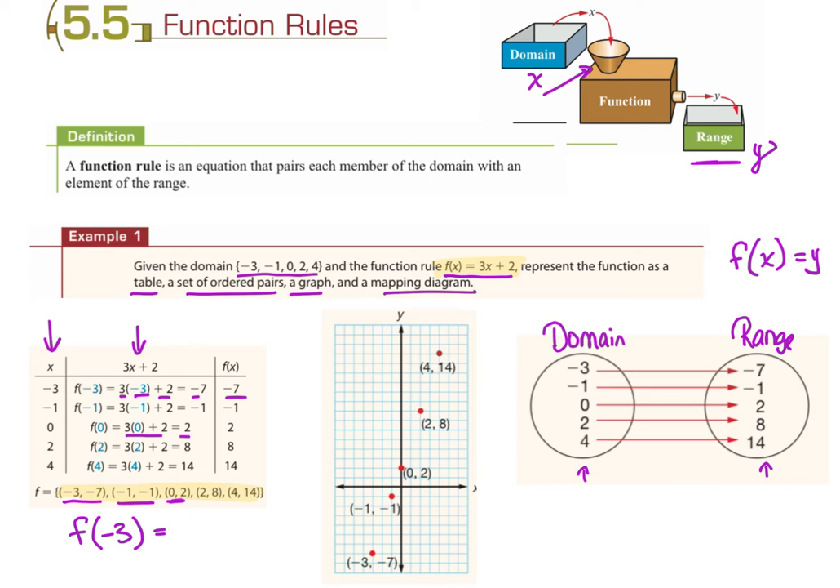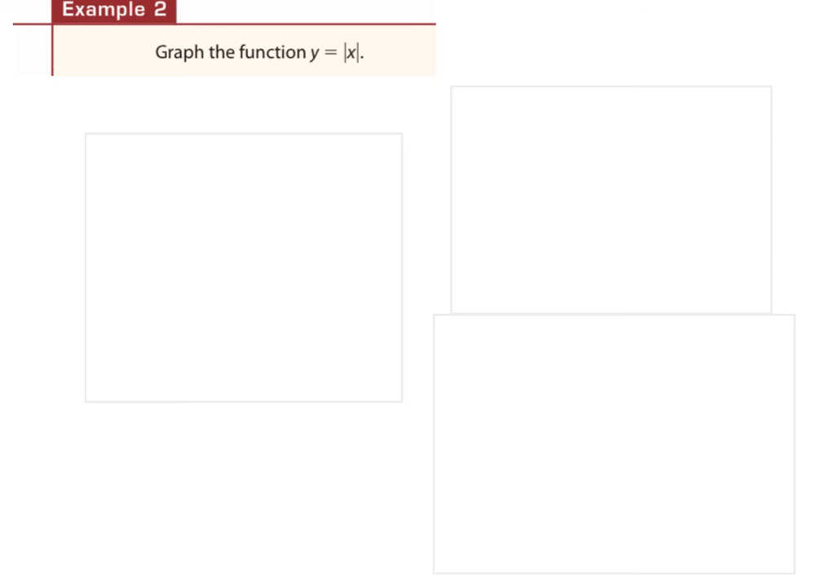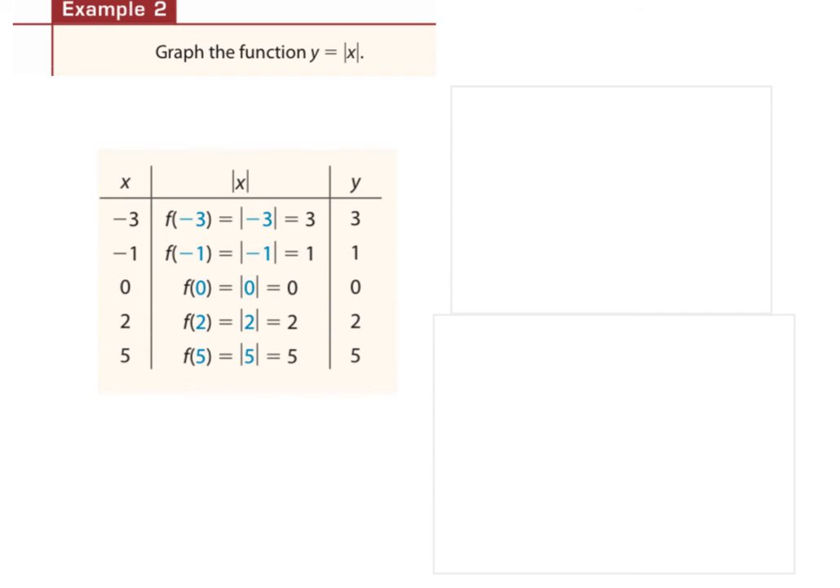Let's look at one more example, and then we're going to graph some. This wants us to graph the function y equals absolute value of x. Now you'll notice it did not give any domains. All right? So it's going to let us choose our own domain here. In this example, they chose -3, -1, 0, 2, and 5. Now, if you are given a function and I do not give you the domain, you can choose it. So here's what I would recommend you do. I would recommend that you choose some negative numbers, just like they did.